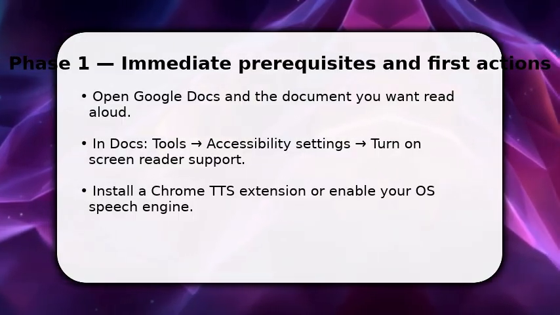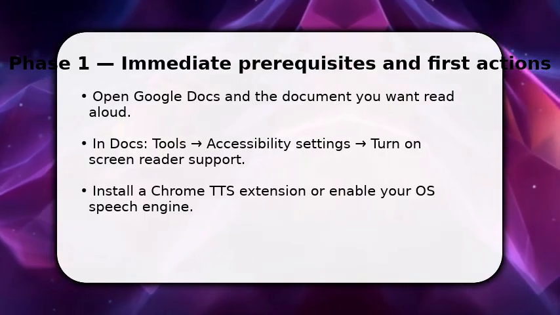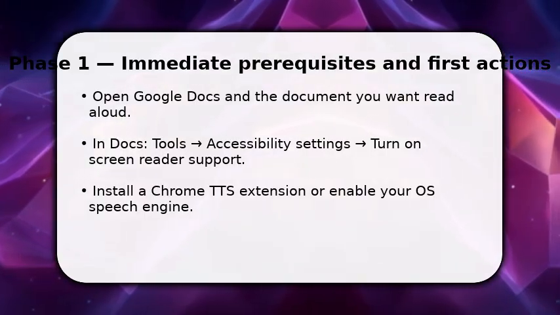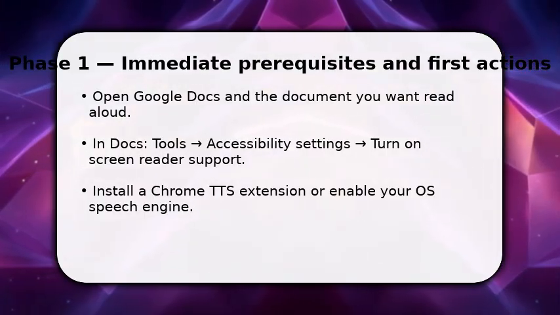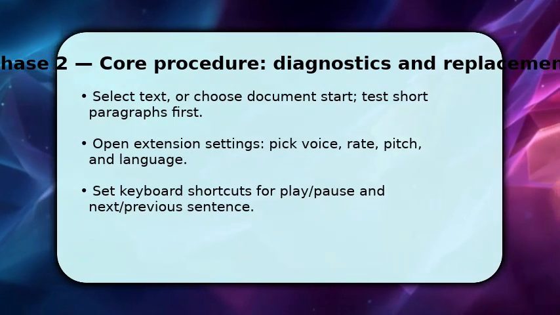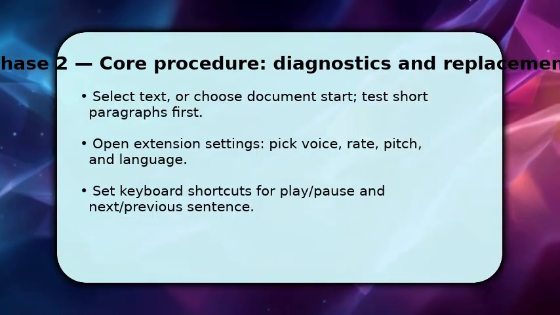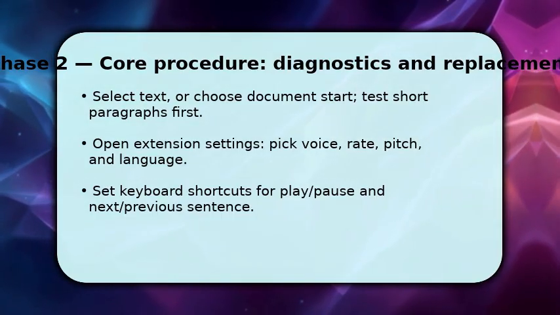You're doing this early so the reader sees selection, formatting, and language metadata, which improves pronunciation and natural pauses, so enable language detection if available. Once the TTS tool is installed, select the text you want or place the cursor where reading should begin and start a short test segment to check pronunciation.